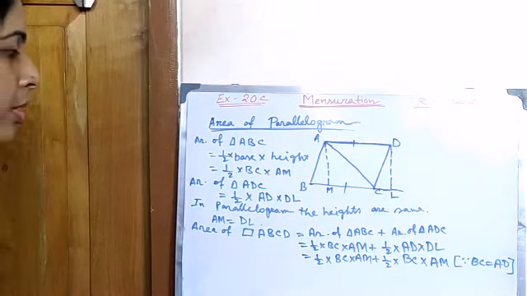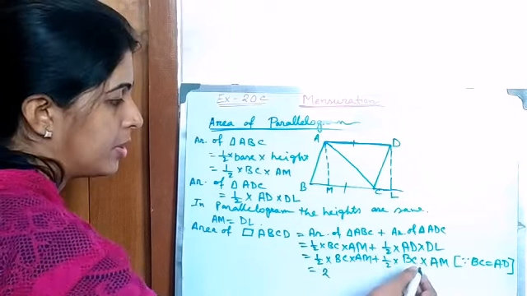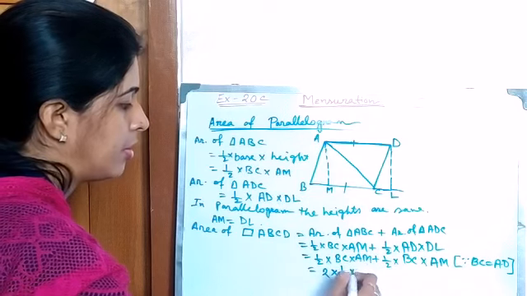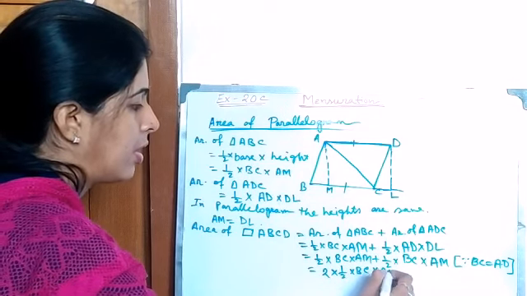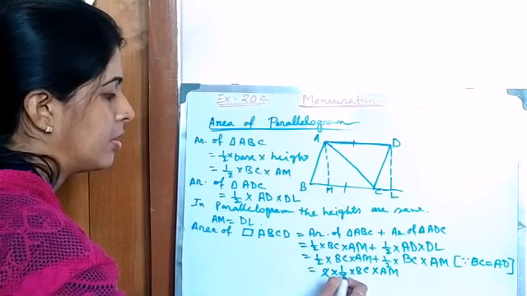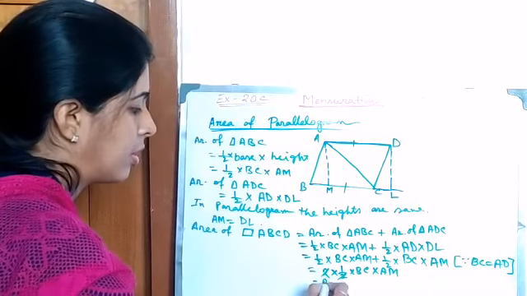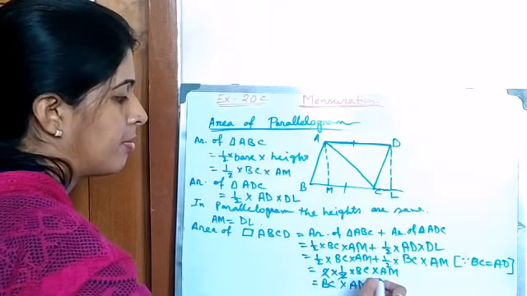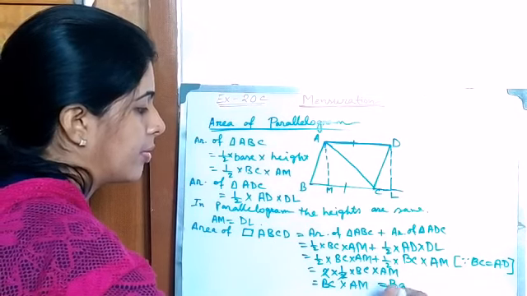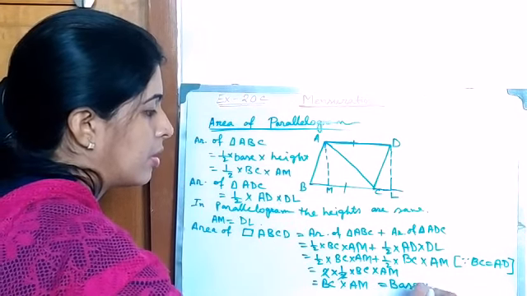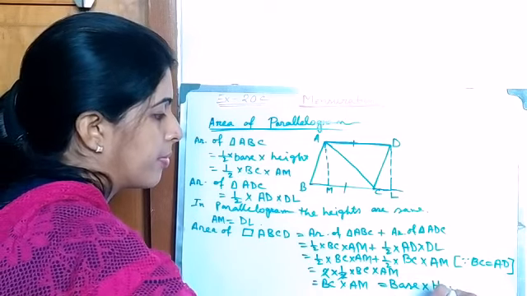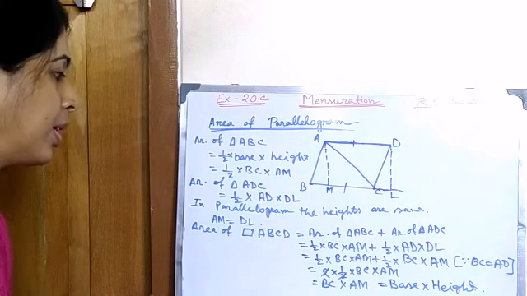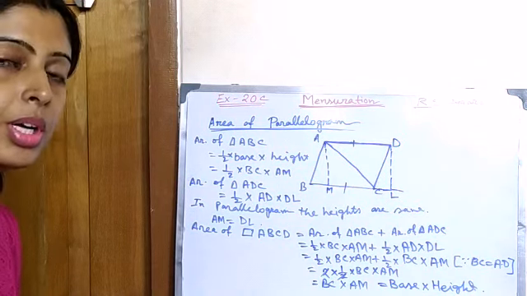Since BC equals AD, here we can write 2 times half into BC into AM. Now the 2 can be cancelled, and what is left is BC into AM. BC means base and AM means height. So this is the formula for the area of parallelogram ABCD: base into height.